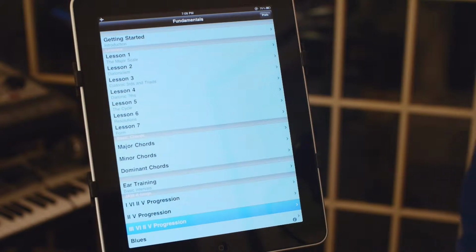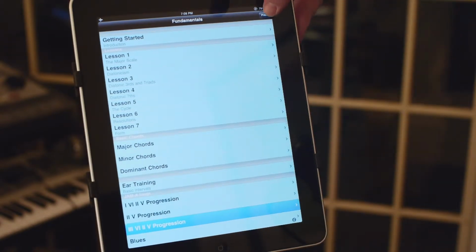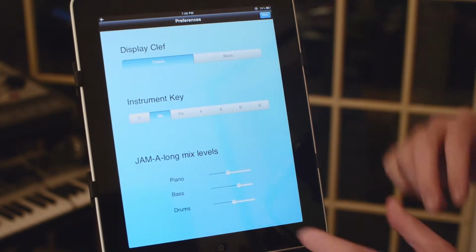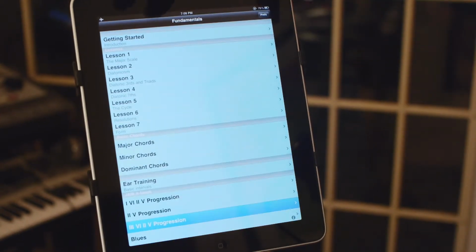In iImprov-Fundamentals, like our other apps, you can set your preferences for a clef, your instrument transposition, as well as a balance for the jam-alongs. Once you set that, you can go in.